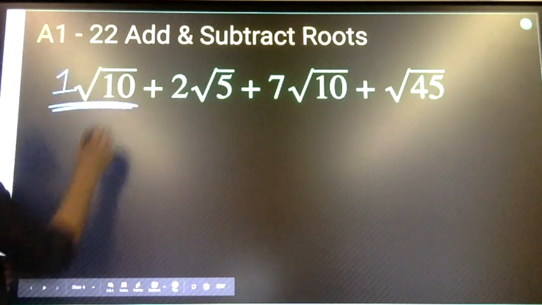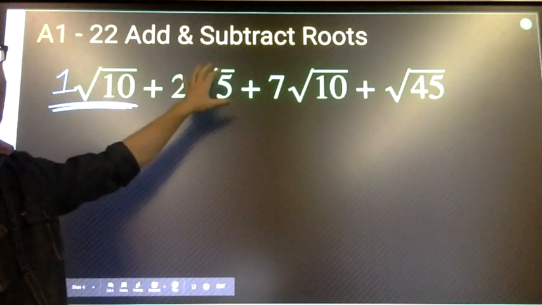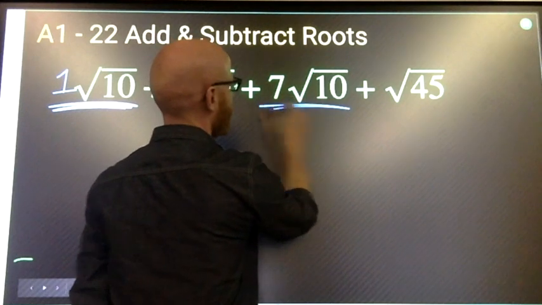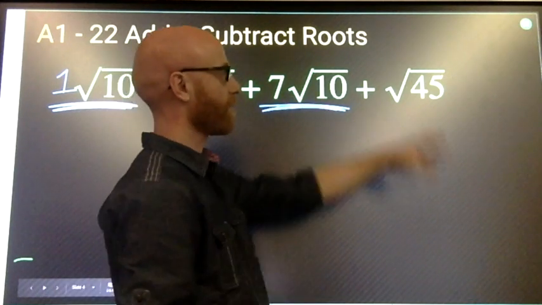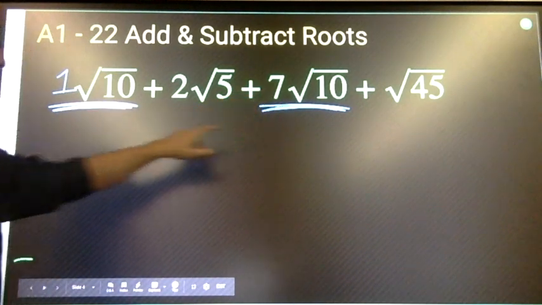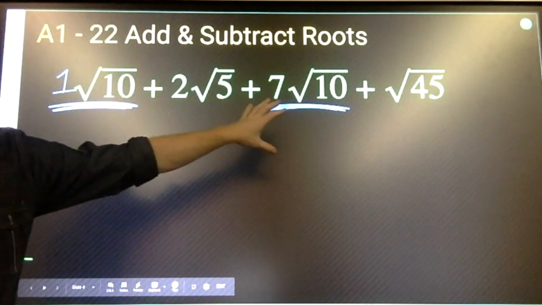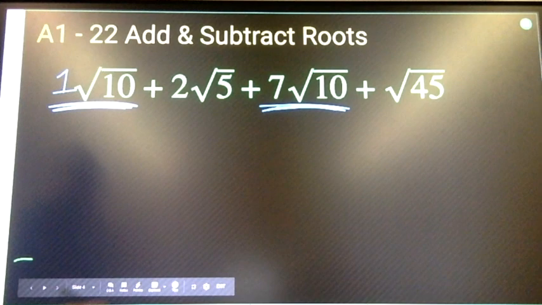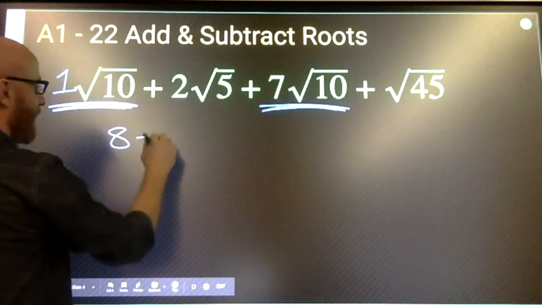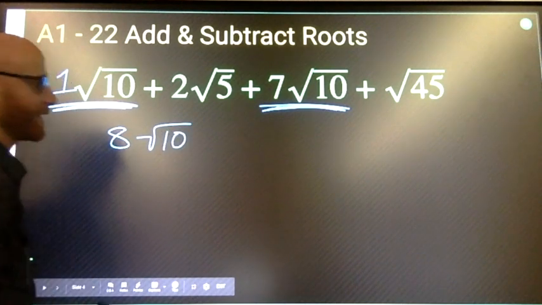Situation like this, 1 square root of 10 plus 2 square root of 5s, I can't combine them, plus 7 square roots of 10 plus square root of 45, can't combine them. All right, the only thing that I can obviously combine here is square root of 10. So we've got 1 square root of 10 plus 7 square roots of 10 is 8 square roots of 10.